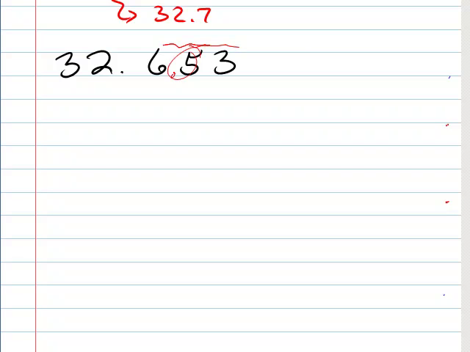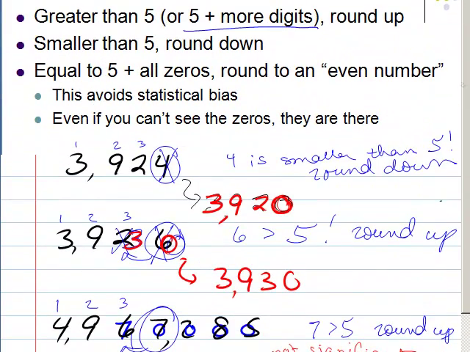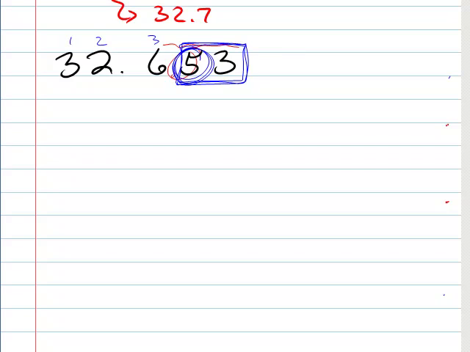So this is a 5. Let's count our significant digits. 1, 2, 3. This is when we're analyzing. Since it's a 5, we open up our scope and look at that. Since it's 53, it's greater than exactly 5, so it falls into this first category, greater than 5 or 5 plus more digits. So we're going to round up. The 6 becomes a 7, and everything else goes down to 0, but we don't include them because they're no longer significant.